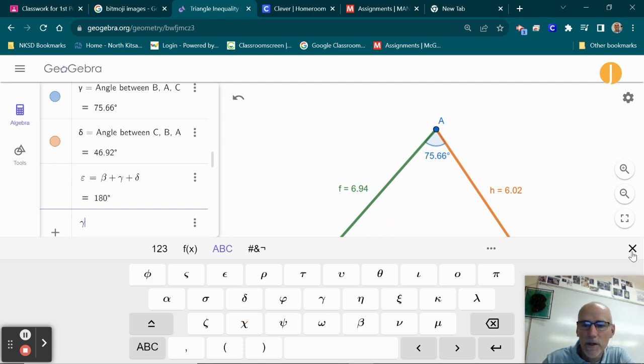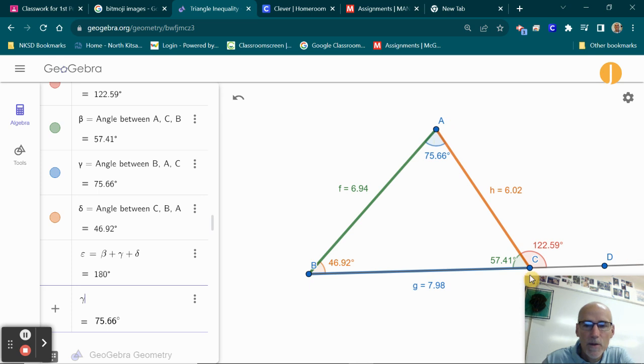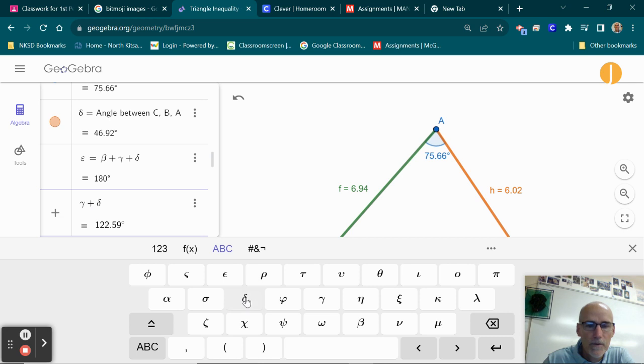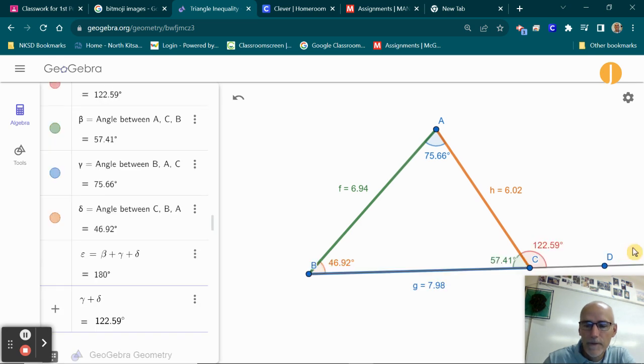Oh, shoot, I can't see it. Plus ABC. What's ABC? Where's ABC at? Here it is right here, CBA. That's the delta angle. So I'm going to go plus the delta angle. And let's see if it comes out to be that 100 and some degrees. Okay.